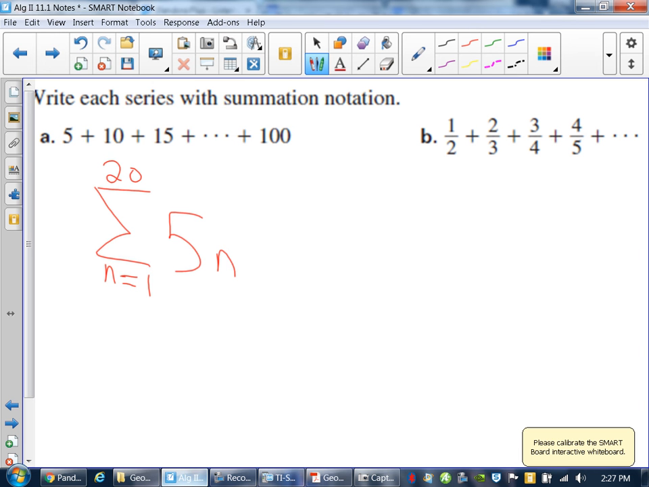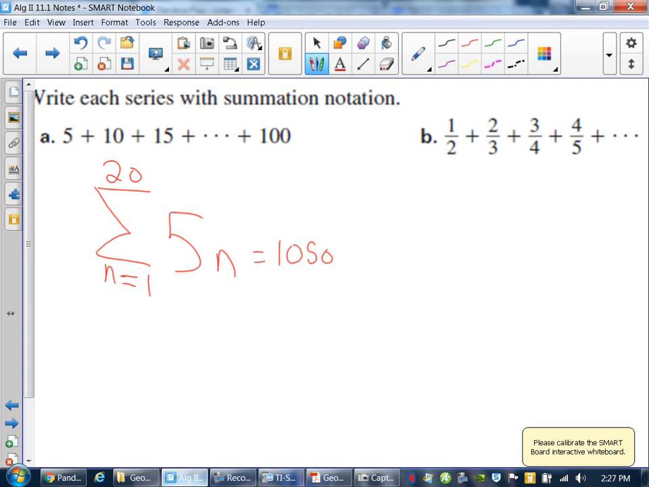Okay? Does that make sense? So you can have multiple representations of series. It's very, very common. But more often than not, you guys will probably just write that. And when you hit the buttons in the calculator, you guys are getting 1050? Okay. What about the other one?